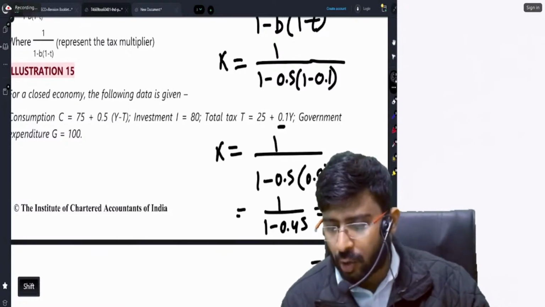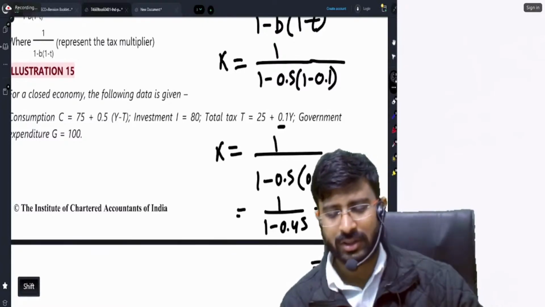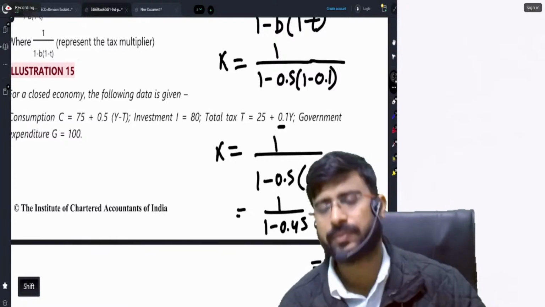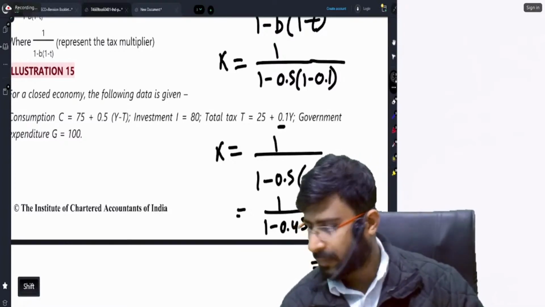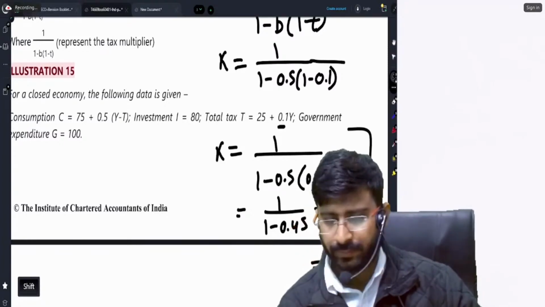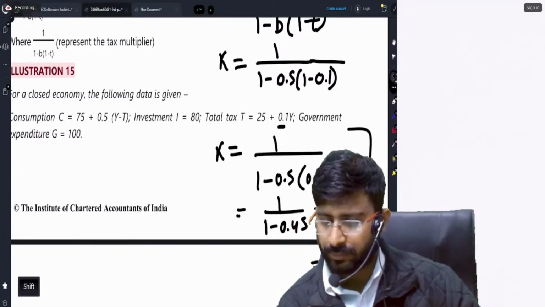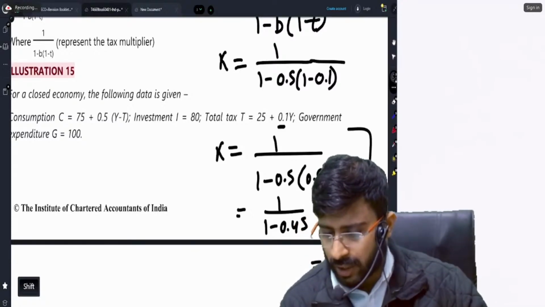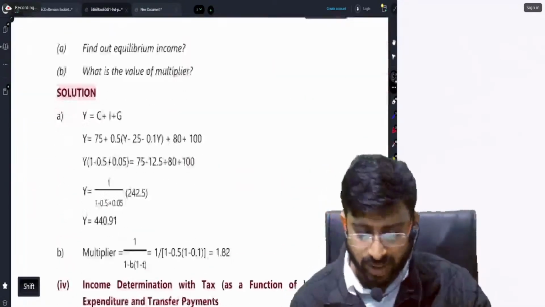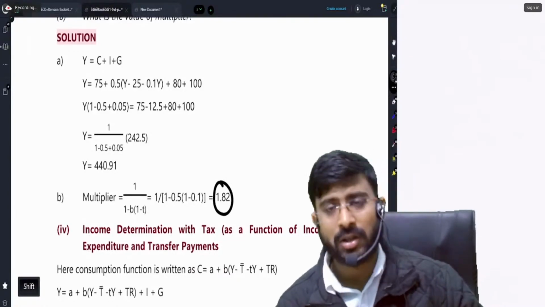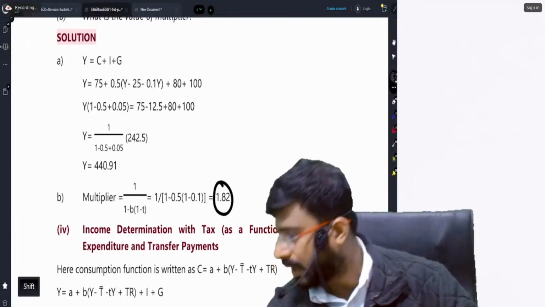Now, friends, please take out your calculator and calculate this. 1.82. Okay, fantastic. Then our answer is correct. As per ICI, it's also 1.82 only.